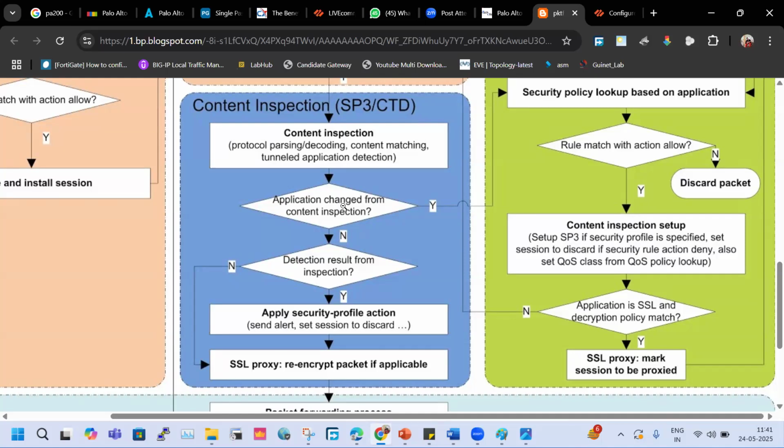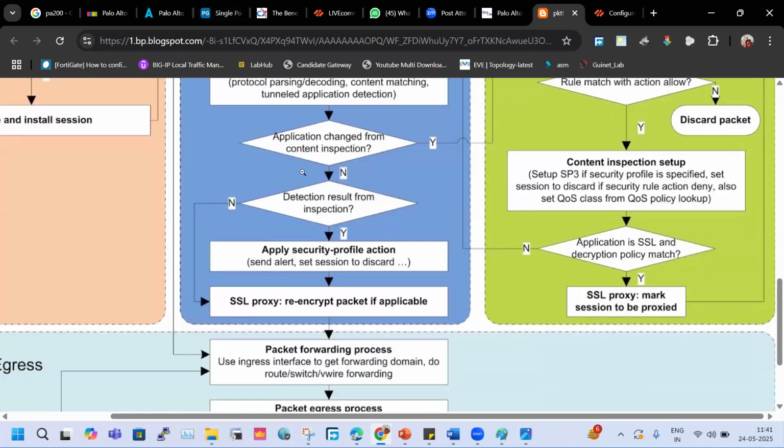Does the content inspection require a different license, or is it inbuilt? Yes, we need a different license. For content inspection, we have a separate license available. Now the application shift will be identified. If application is not shifting, then it will go to this path. If application is shifting, then it will go to the application identification, and based on the application signature, it will again try to identify the application based on the signature available in its database.